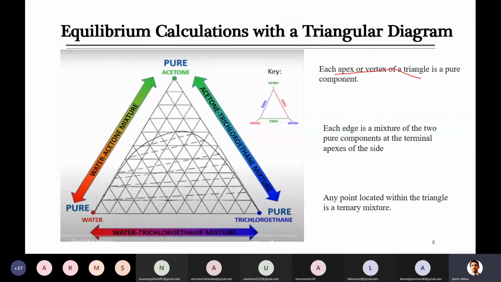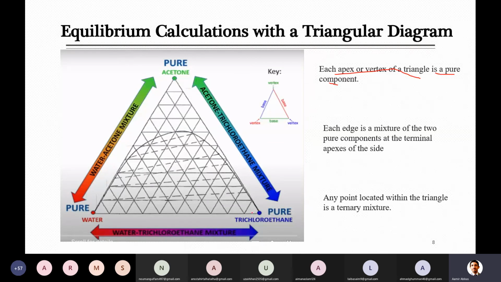Each apex or vertex of the triangle, vertex or apex means just that: a corner of the triangle. Here in the triangle we have 3 corners, so wherever you are looking at one of these corners, that point means we are talking about the pure component, meaning any component which is available there.